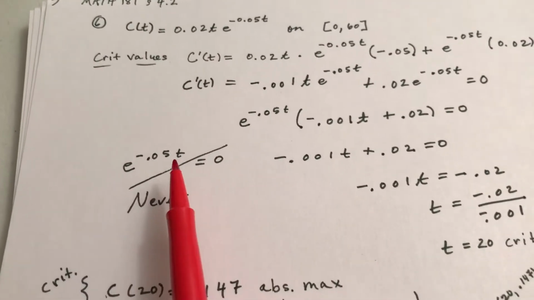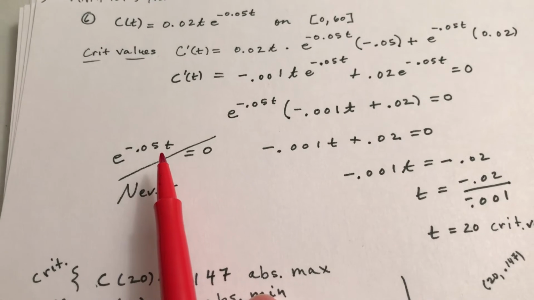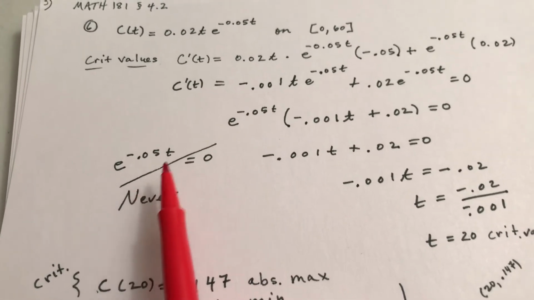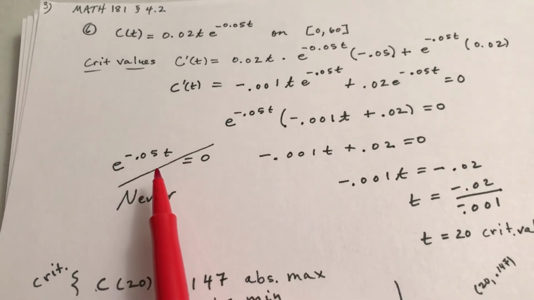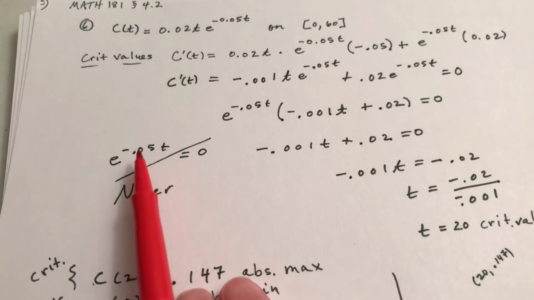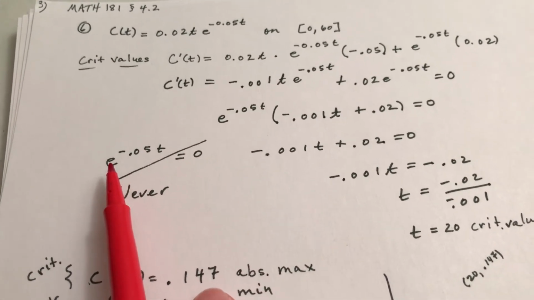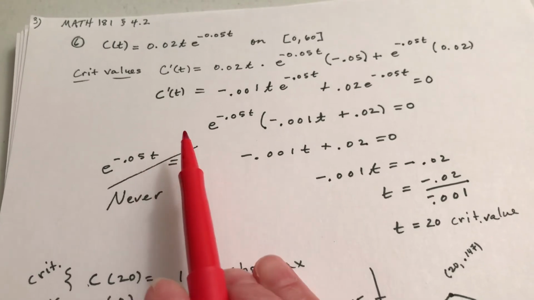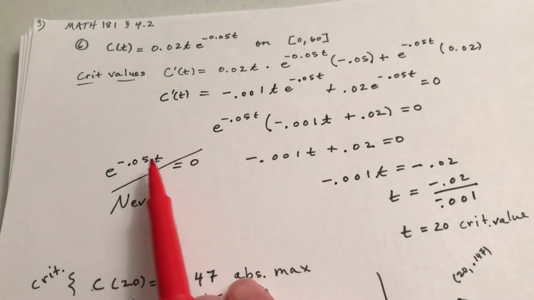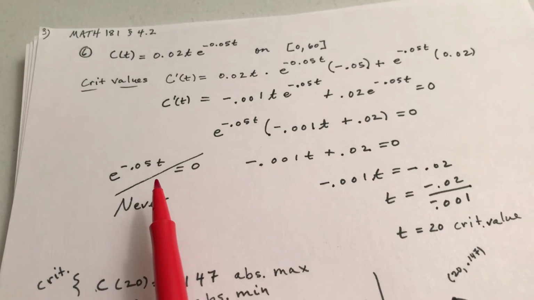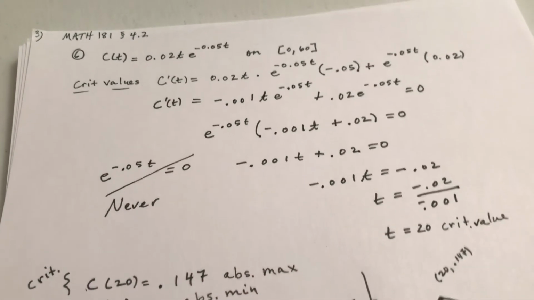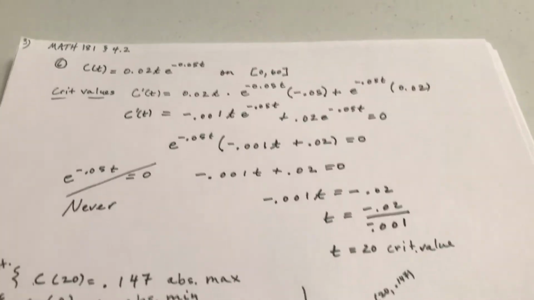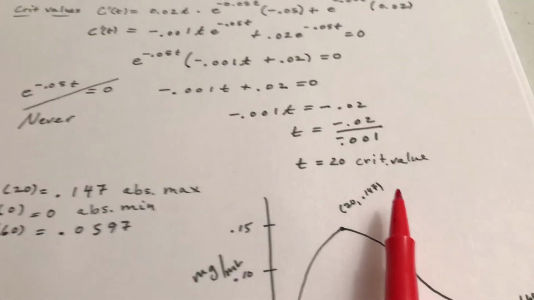This one, e to this power, will never be 0. Actually, it will never be negative either, no matter what you put in there. Remember, e is about 2.7. If you keep putting it to a power, it's going to get larger, and a negative power is just going to get smaller. So this will never be 0, so we can cross that off. And this is our only critical number.